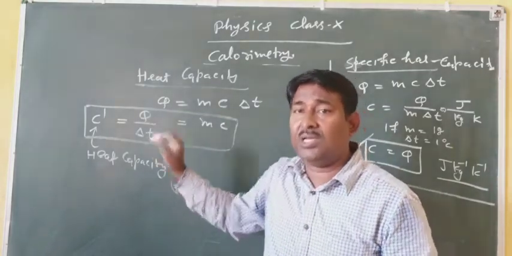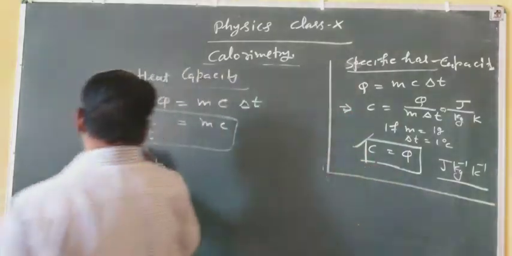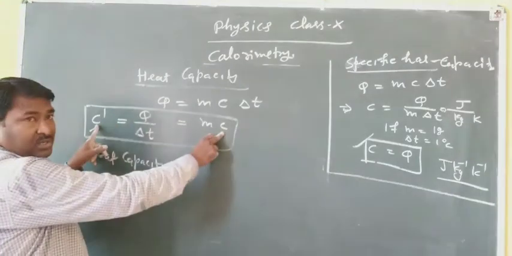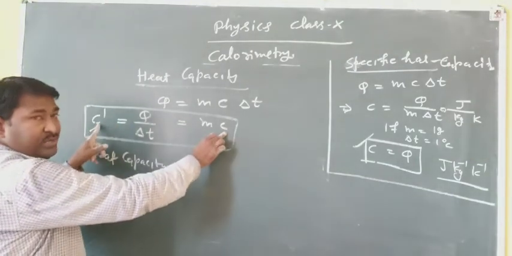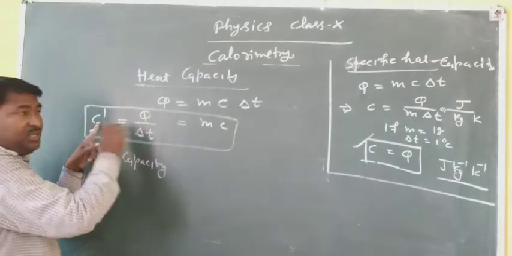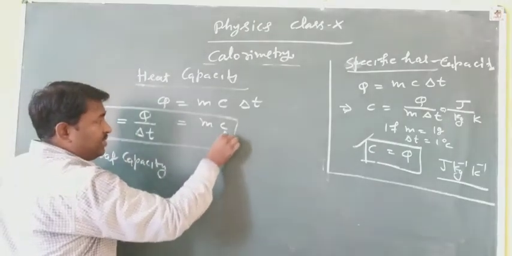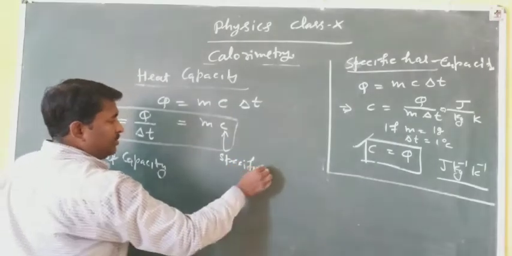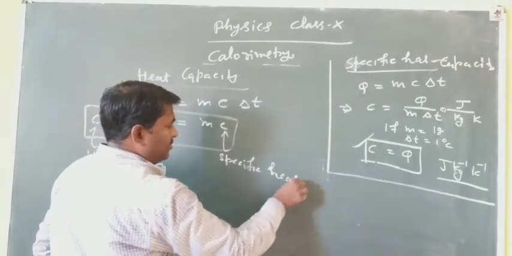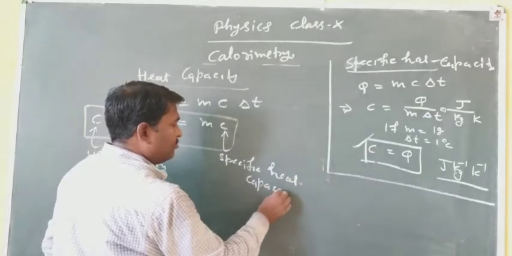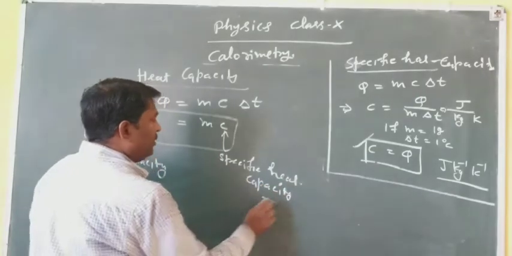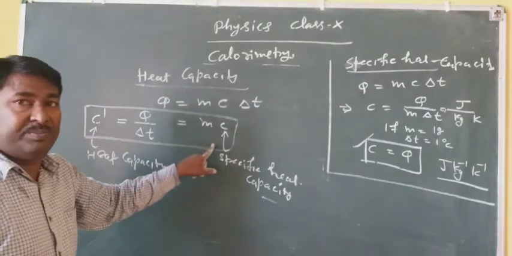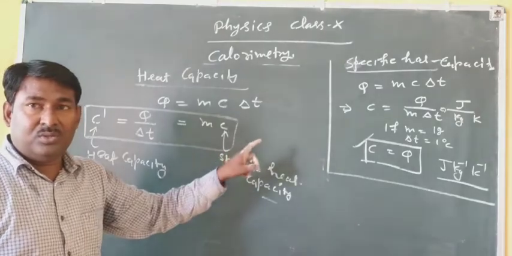That is heat capacity. So, what is the unit of heat capacity? This is the relation between heat capacity and specific heat capacity. C dash is equal to MC. C dash is your heat capacity and C is your specific heat capacity. Okay. So this is the relation between heat capacity and specific heat capacity. C dash is equal to M into C.